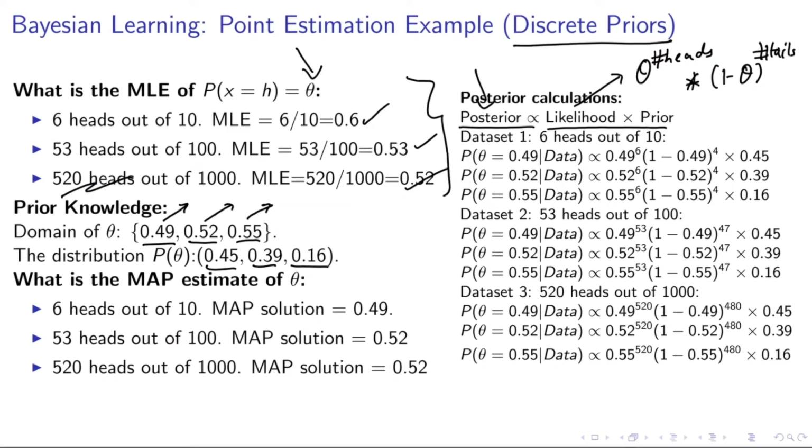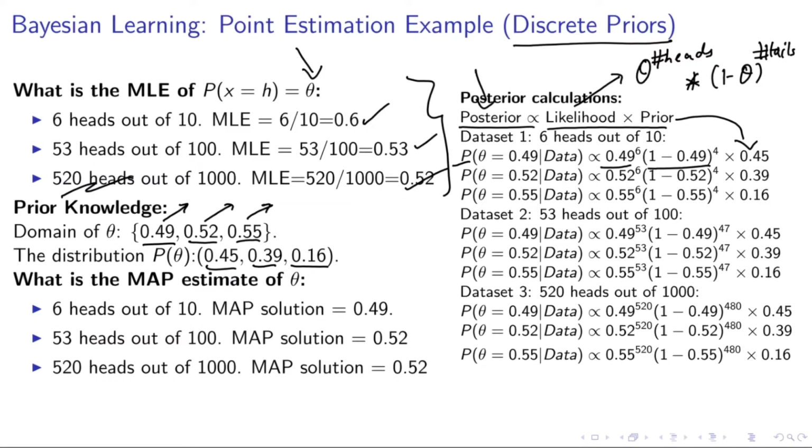Okay, so that's your likelihood function. And so when we have a data set which says I have 6 heads out of 10, the posterior, P of theta given data, for each of these 3 values will be directly proportional to theta to the power of the number of heads, which is 6, times 1 minus theta to the power of the number of tails, which is 4, multiplied by the prior.